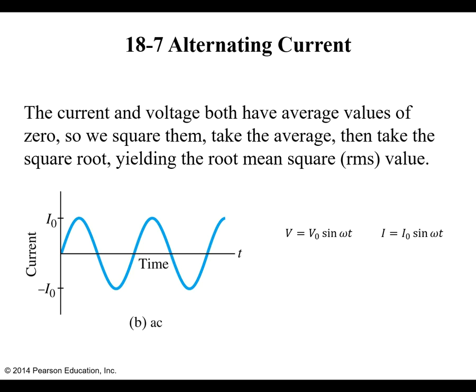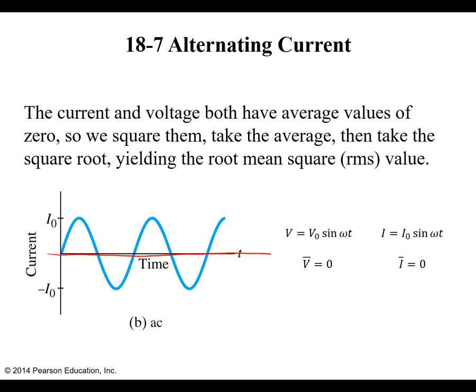In other words, it's a sine function. Well, what's the average of a sine function? The average of a sine function is 0. And so really, your average voltage and your average current are equal to 0. Well, this gives a problem.